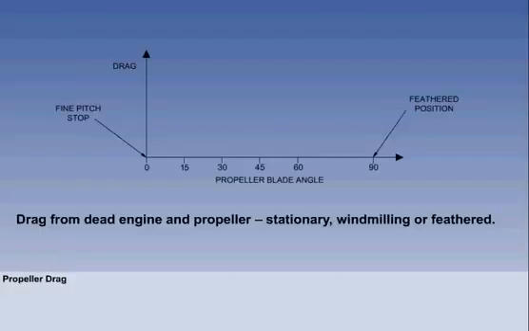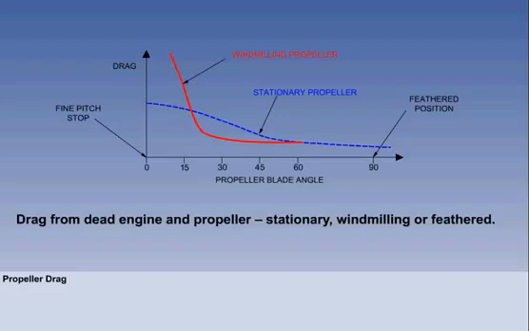The drag from the propeller itself will depend on whether it is stationary, windmilling, or feathered, but there will always be some contribution to the yawing moment. If the propeller is stationary, it is generating some drag from the blades, which could be at a relatively large angle to the airflow, but no torque. A windmilling propeller will produce a large amount of drag, being driven by the relative airflow, generating both drag and torque.